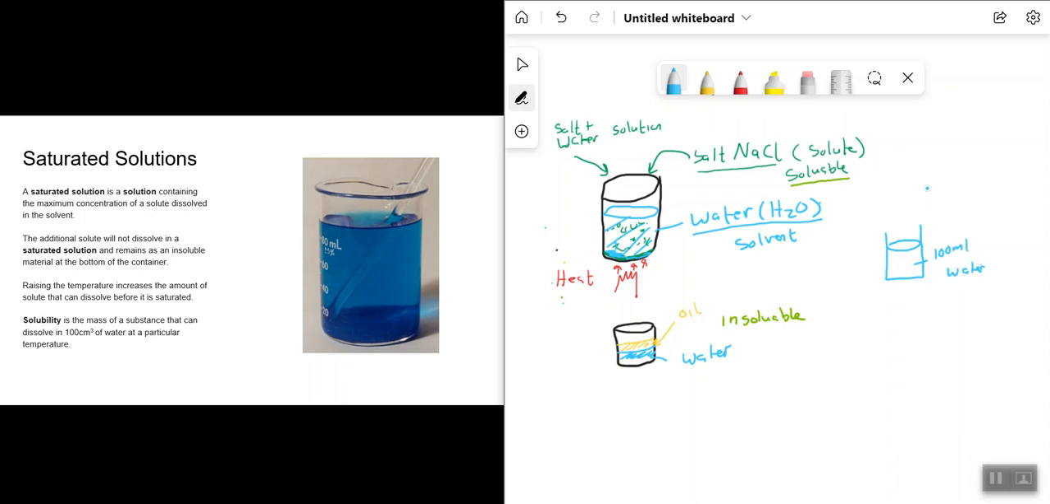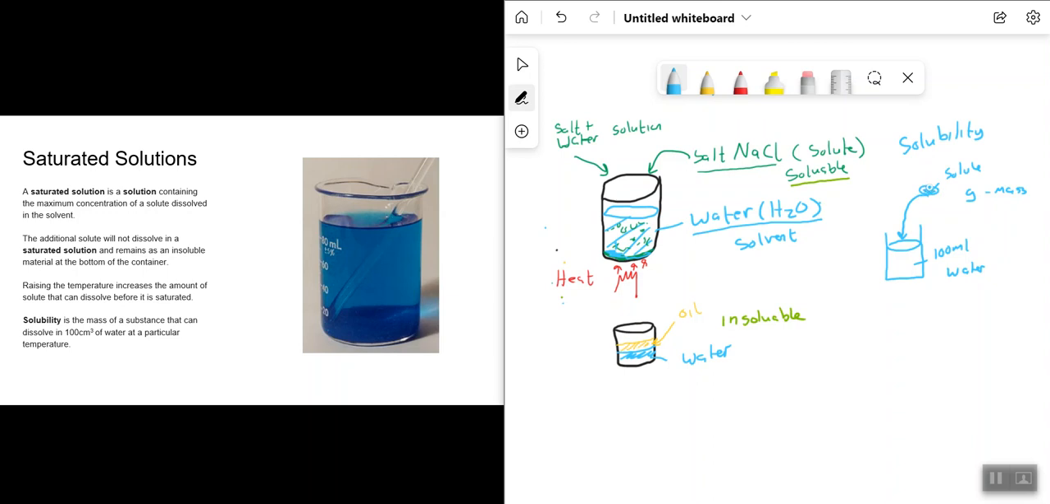And then we might take our substance, our solute, and see how much of this we can dissolve, how many grams, for example. Remember, grams is the mass. So how much of the solute we can actually dissolve into the water. And different substances will have different solubilities. Okay, so this is what's known as the solubility.